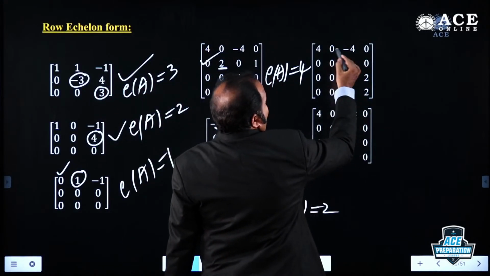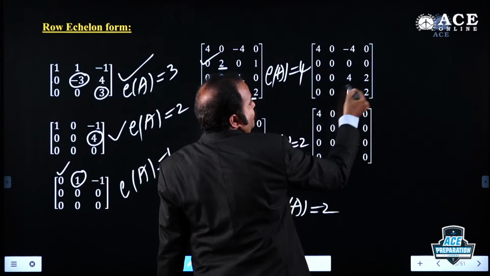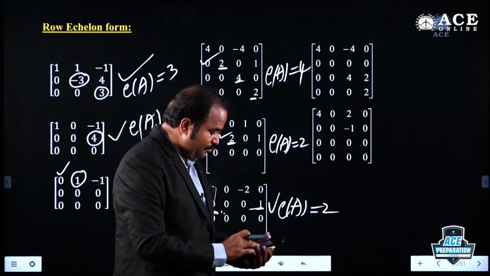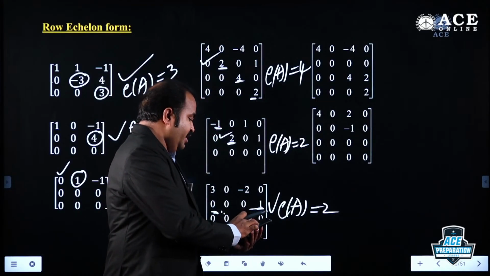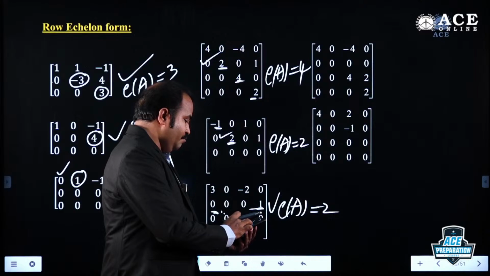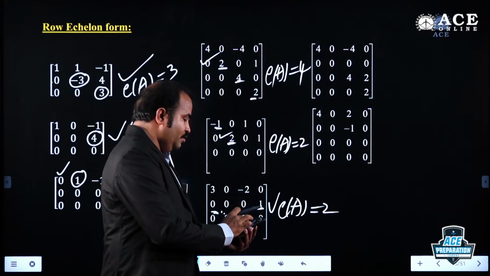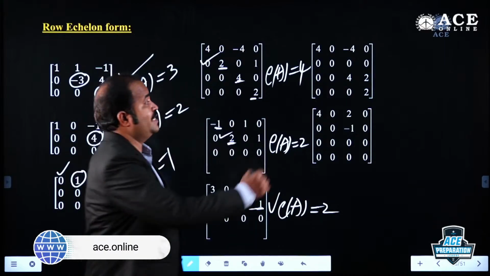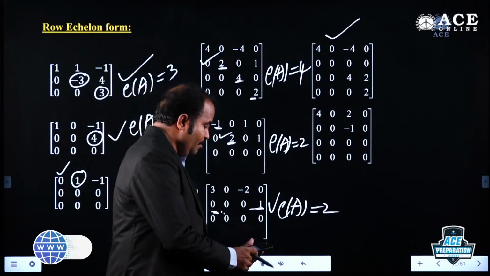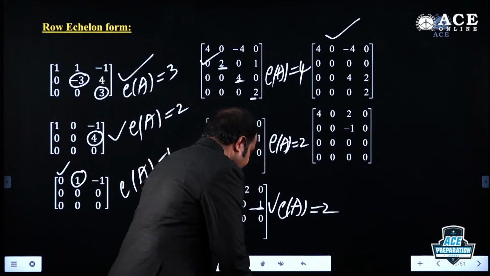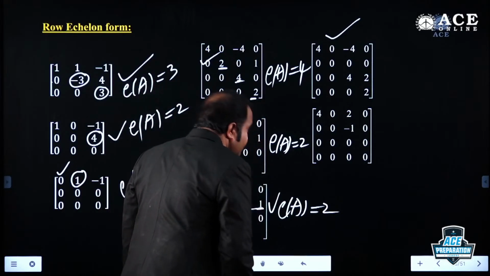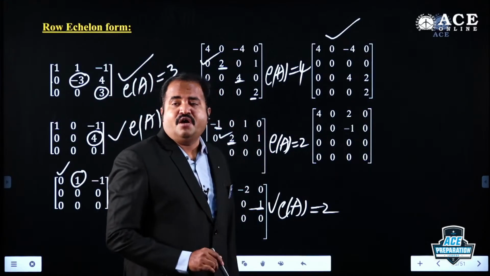Similarly, look at here, 4 0 minus 4 0, 0 0 0 0 4 2 0 0 0 2. Is it in the echelon form? Nirisha, Venkatesh, Bhavani Shankar, Rahul. Is it in the echelon form? This example. This is not in the echelon form, we have to interchange, right?